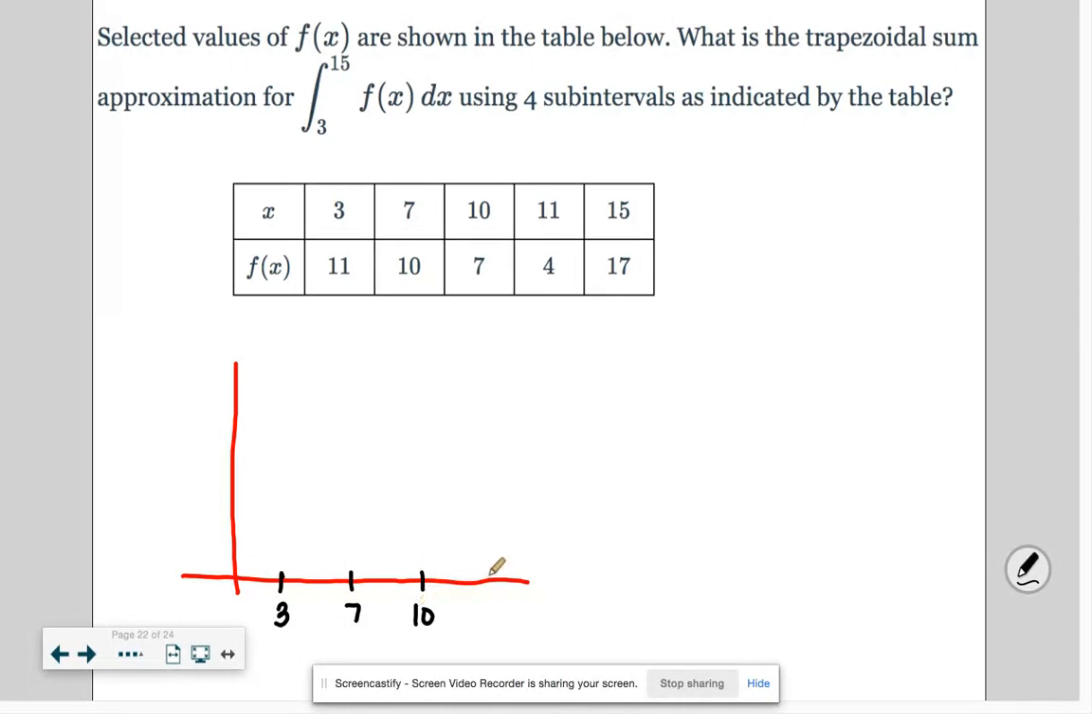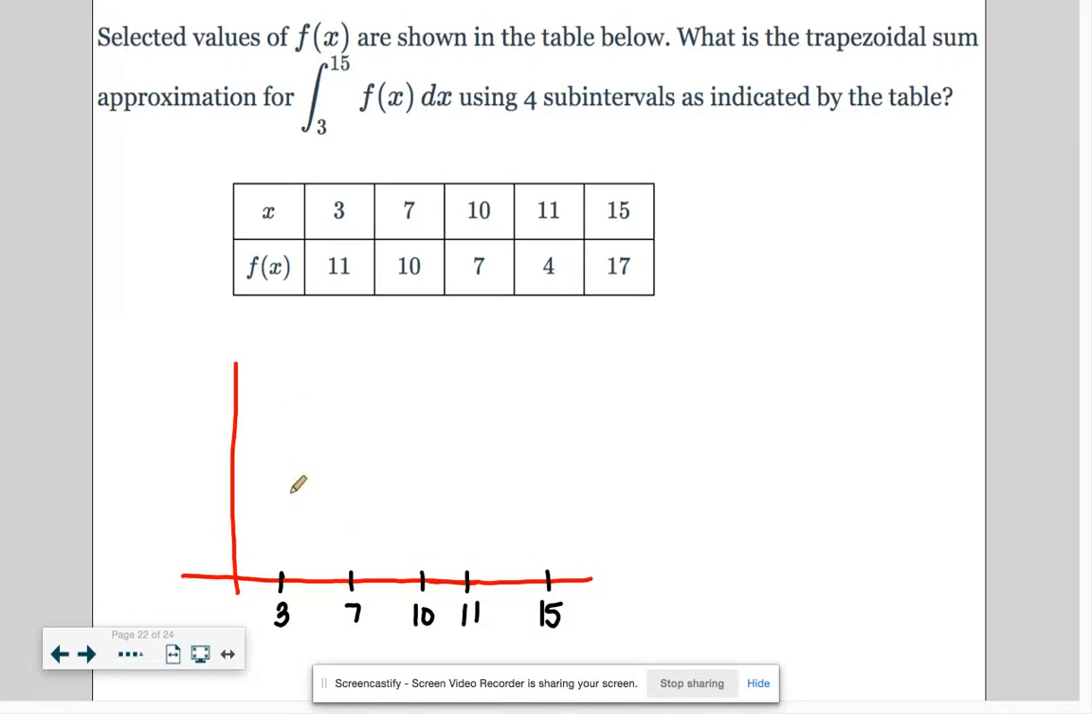All right, so I'm just marking down here the X values. I probably should have made that one a little closer. Let me do that. Okay, so let's make a little graph. 10 and 11 aren't that far apart, so I'll make them a little closer, and then we're ending at 15.